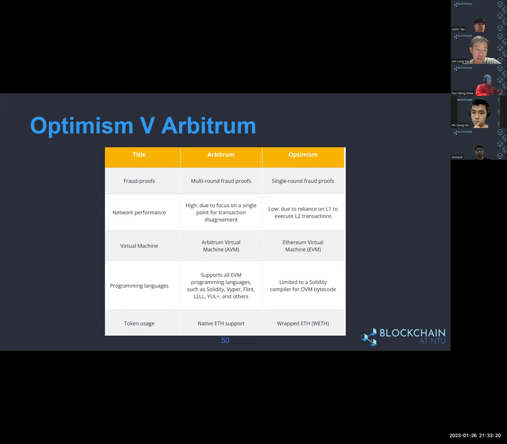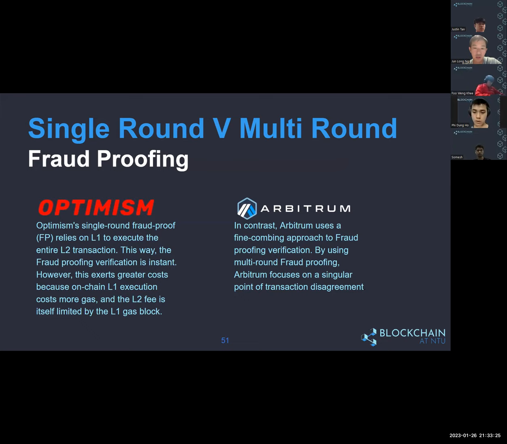Next slide. This is the main interesting difference between Optimism and Arbitrum. Optimism uses a single round fraud proof, and relies on layer one systems to execute the entire layer two transactions. This way the fraud proofing verification is instant. However, this exerts greater gas fees because all the transactions will happen on L1, and layer two fees themselves are limited by the layer one gas block.